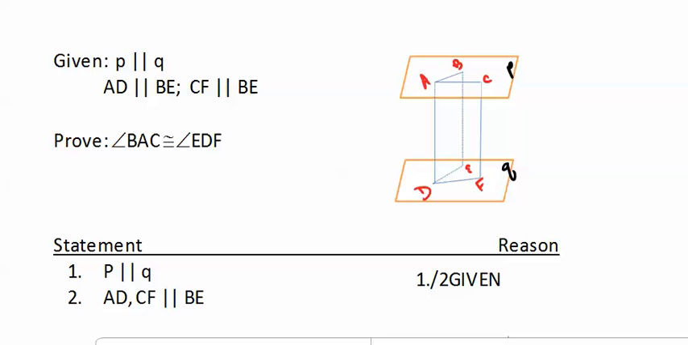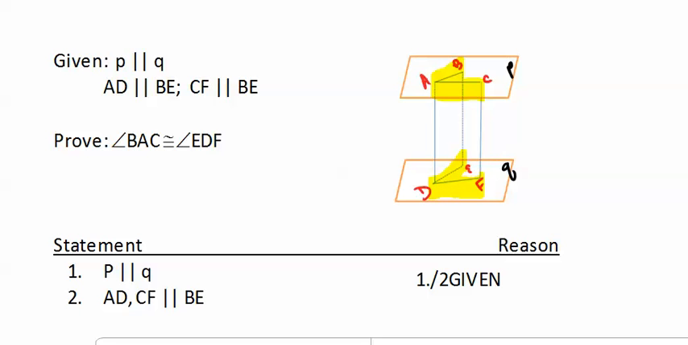Looking at this example right here, again, we have a three-dimensional figure with two planes, plane P and plane Q. We're given that plane P is parallel to plane Q, line segment AD is parallel to BE, and line segment CF is parallel to DE. And we want to prove that angle BAC is congruent to angle EDF. Now, if we think about where we're going, angle BAC is right here, angle EDF is down here, and you'll notice they're kind of part of a partial triangle.